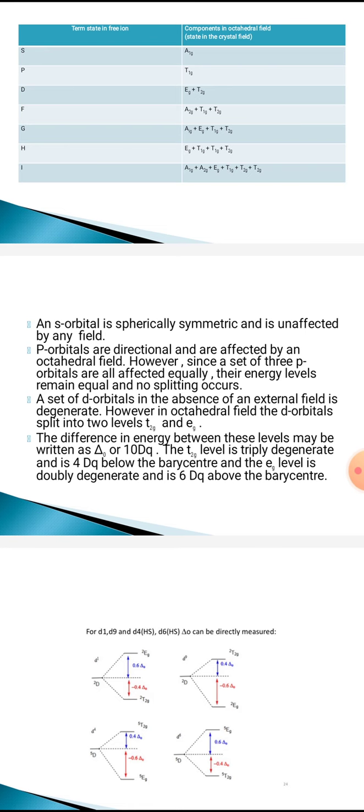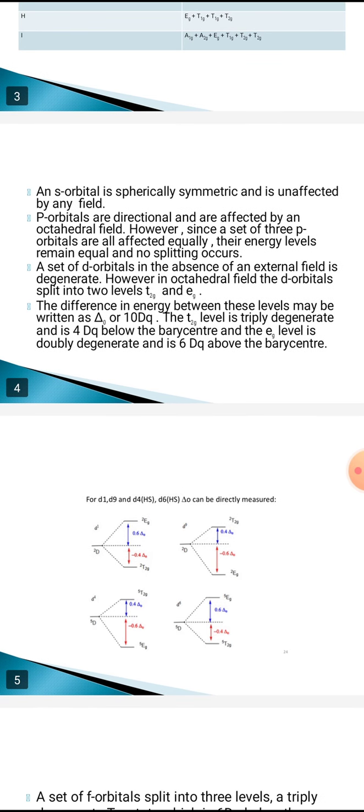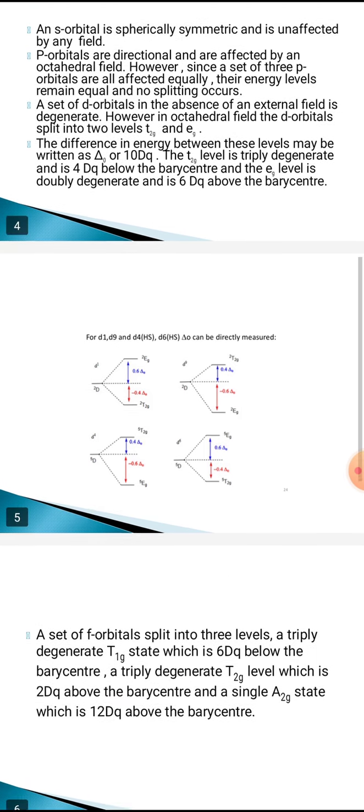When you consider a set of d orbitals, in the absence of an external field, they are degenerate. However, in an octahedral field, the d orbitals split into two levels, T2g and Eg. The T2g level is triply degenerate and is 4 Dq below the barycenter, and the Eg level is doubly degenerate and is 6 Dq above the barycenter. The difference between the two levels T2g and Eg is known as delta 0 or 10 Dq.